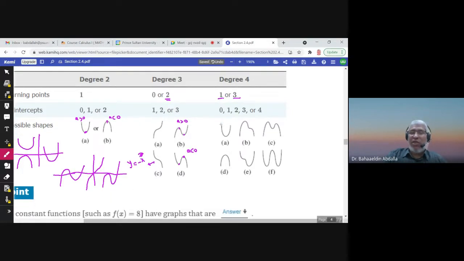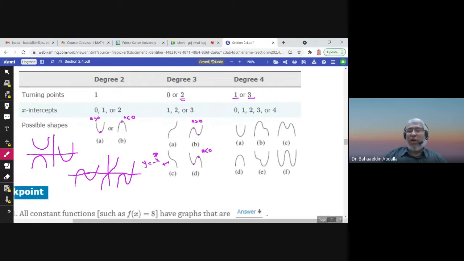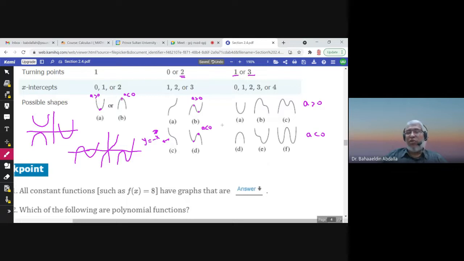So there are graphs of degree 4 polynomials with 1 turning point like this. Like I told you, this is similar to x squared, but more flat and comes closer to the y-axis. Here, if the coefficient of x to the power 4 is positive, all of these graphs apply, while if the coefficient of x to the power 4 is negative, the number of turning points could be 0, 1, 2, 3, or 4.